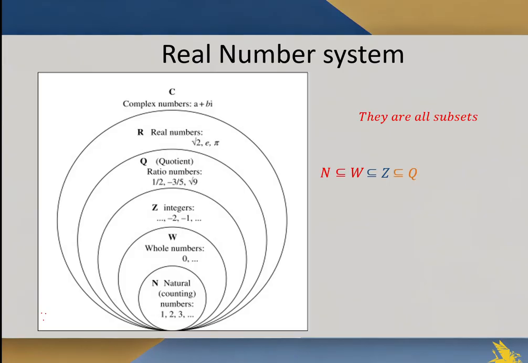And then quotients are a subset of real numbers because everything below is real number plus it goes into ones we can't write as a fraction, like pi and square root 2. And then all of those are a subset of complex numbers.